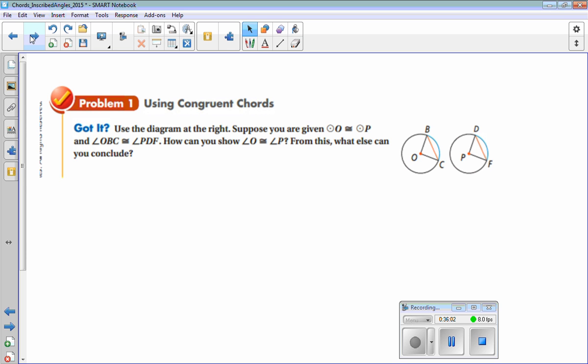How can I show angle O is congruent to angle P? If OBC is congruent to PDF, if the circles are congruent, what can I notice? What kind of triangles do I have inscribed in both of those circles?